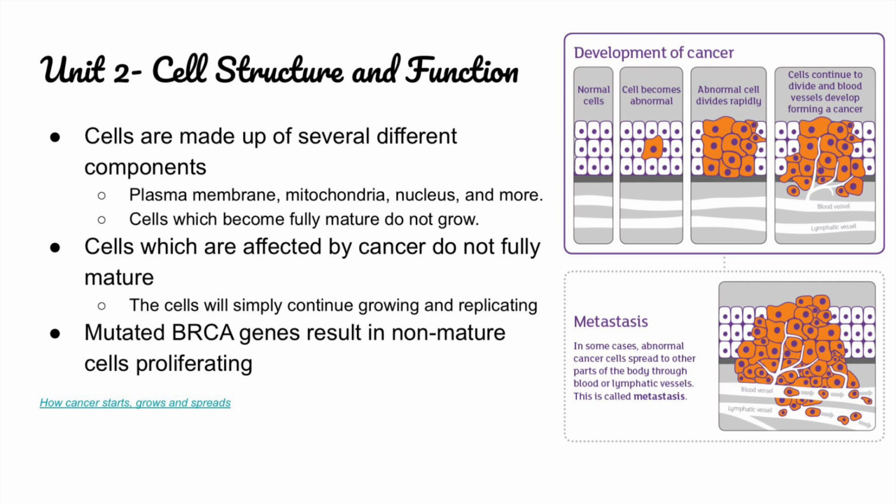Unit 2, cell structure and function. Cells are made up of several different components: plasma membrane, mitochondrion, nucleus, and more. Cells which become fully mature do not grow. Cells which are affected by cancer do not fully mature. The cells will simply continue growing and replicating. Mutated BRCA genes result in non-mature cells proliferating.